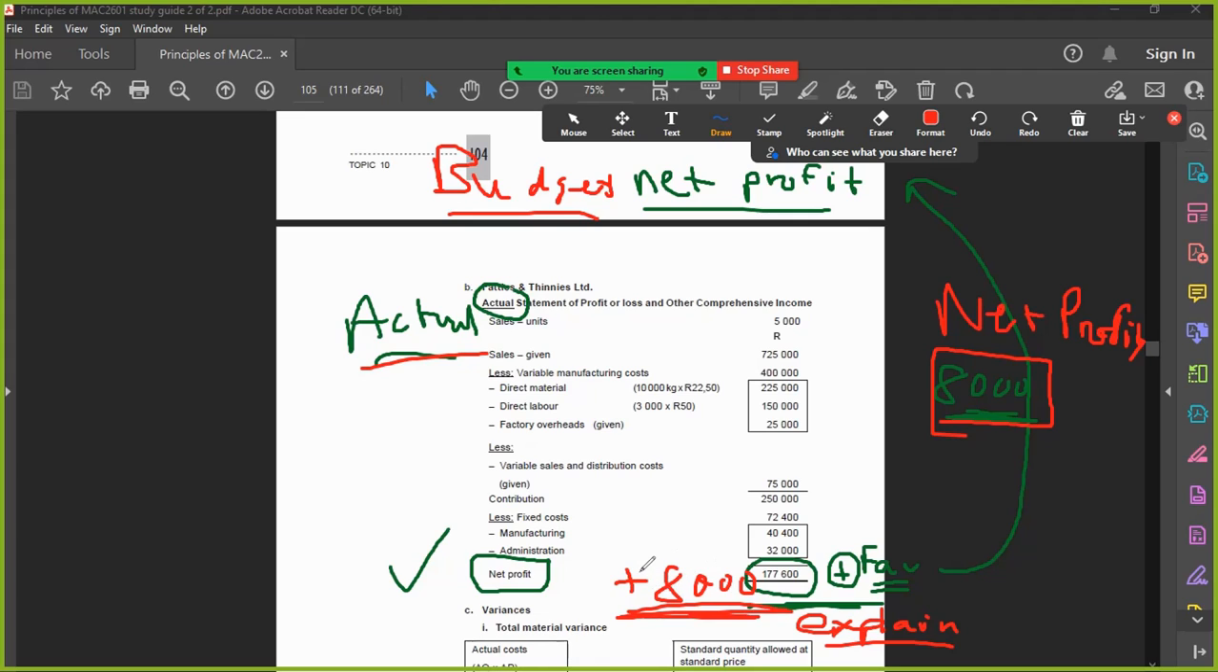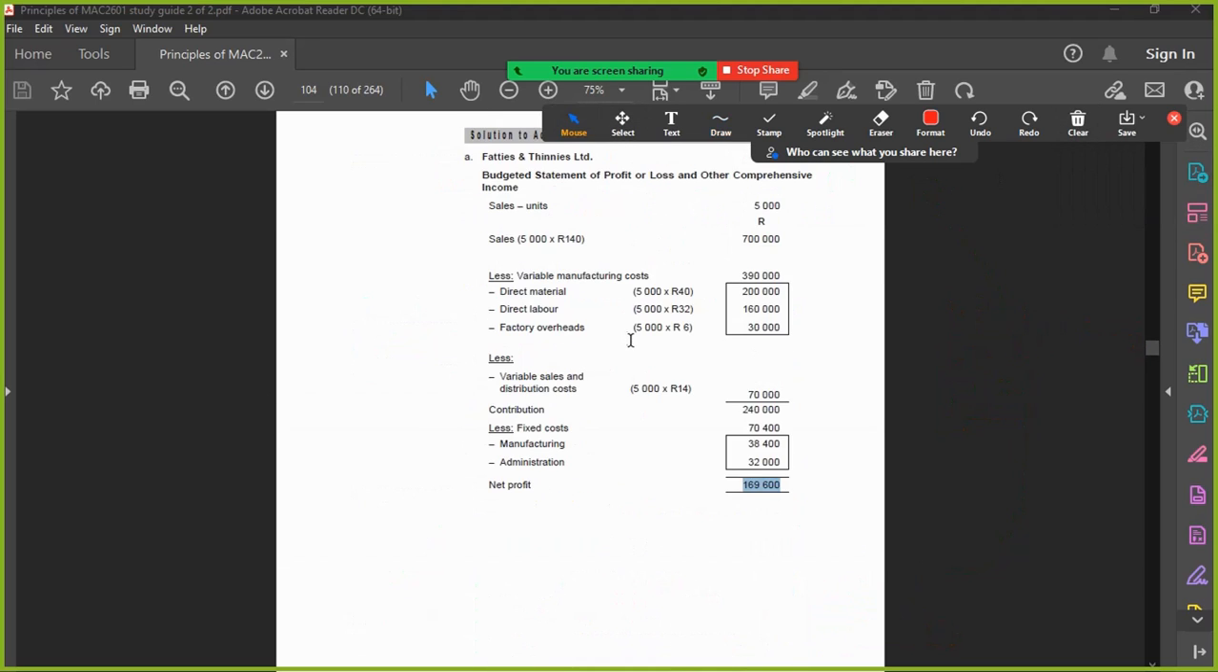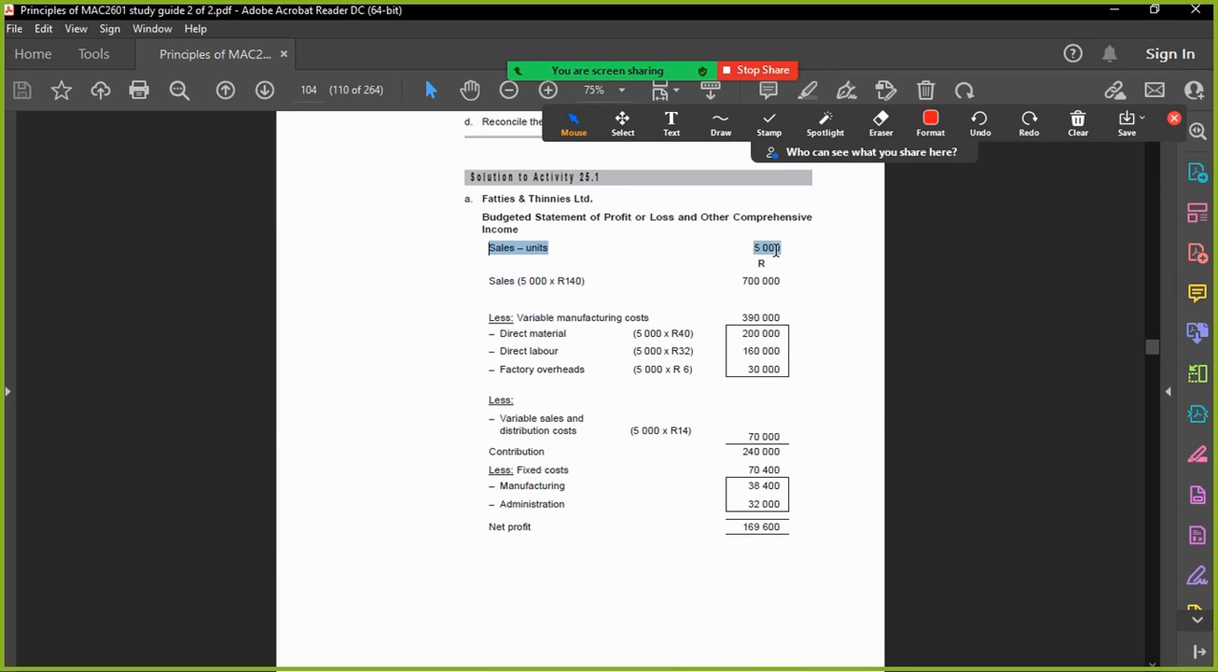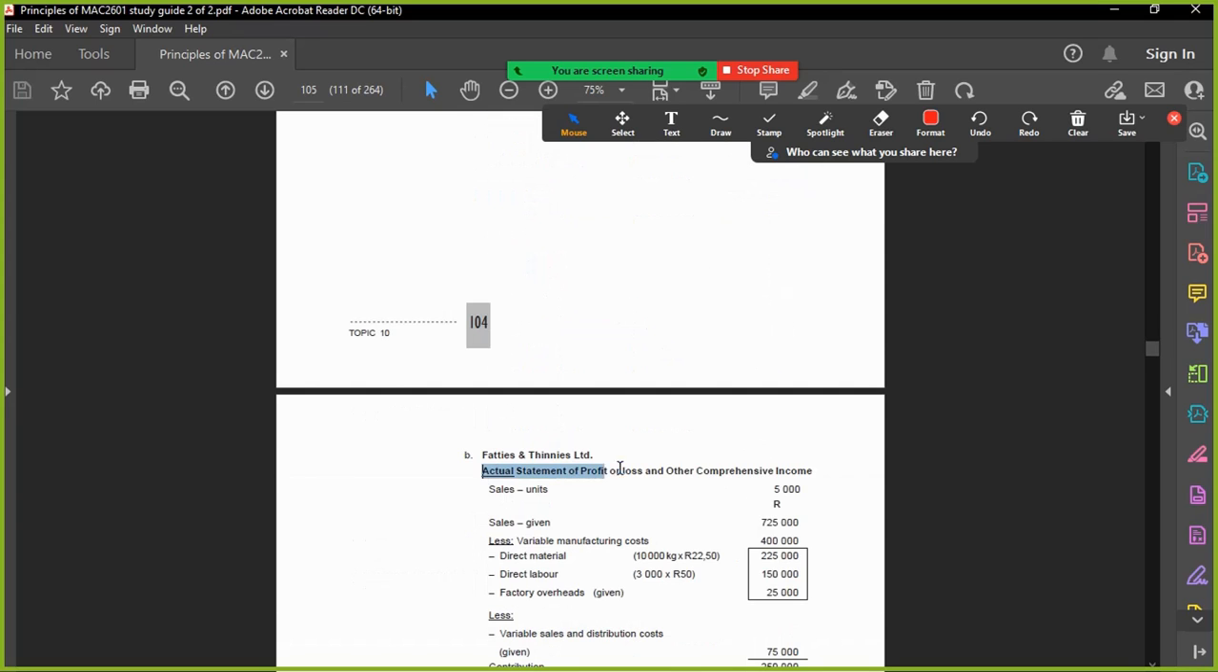Think about this. A business is going to sell goods. The business wants to sell 5,000 units. Did we sell 5,000 units in terms of what we had budgeted? Yes, you did. So it was in line with your budget. Do you agree?